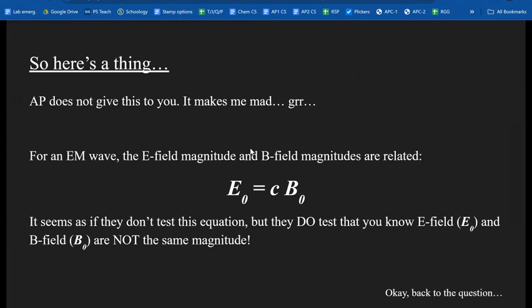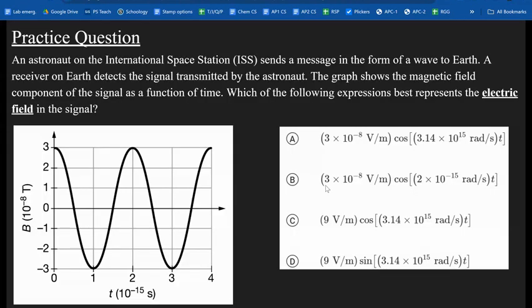The electric field and the magnetic field are not the same magnitude. They are related by this equation. The amplitude of the electric field is equal to c, the speed of light, times the amplitude of the magnetic field here. So they're related, but they are not the same number. So AP expects you to be able to see that they're related, but to also be able to see that they're not the same number as each other.